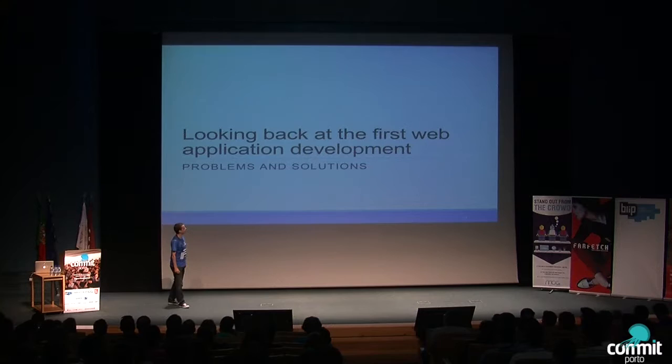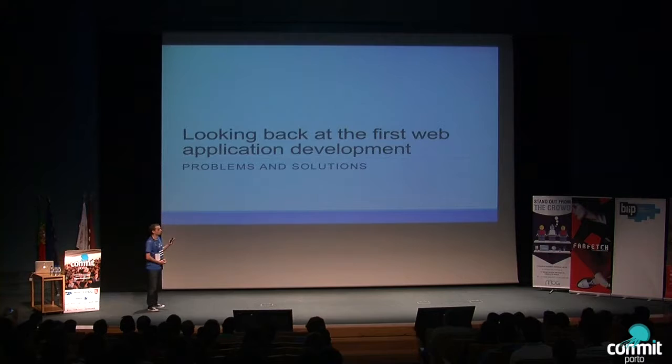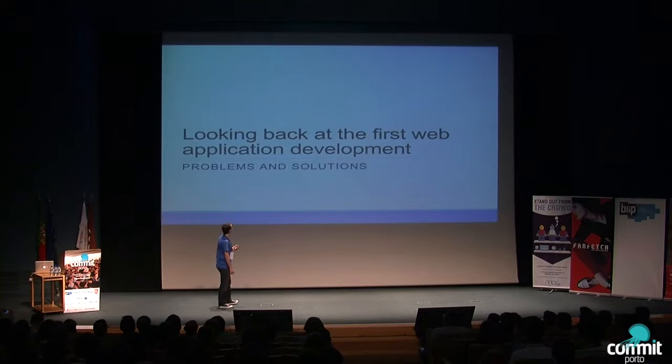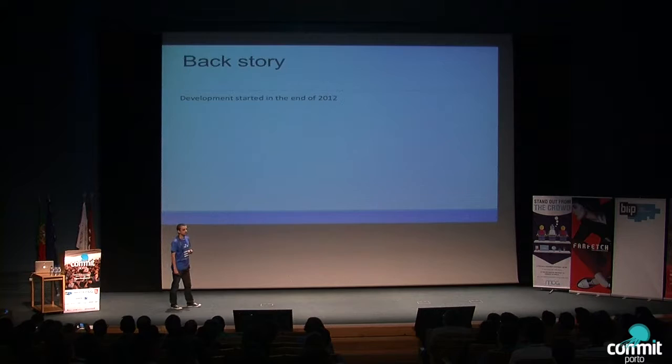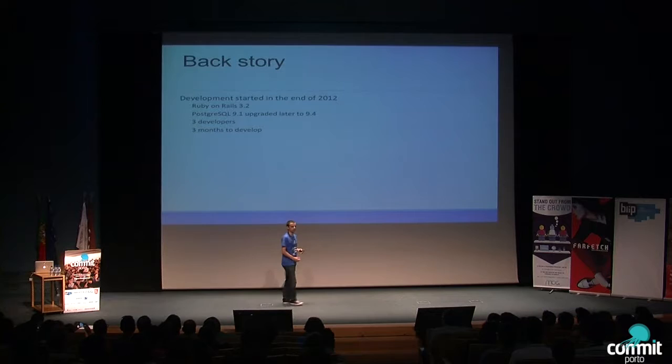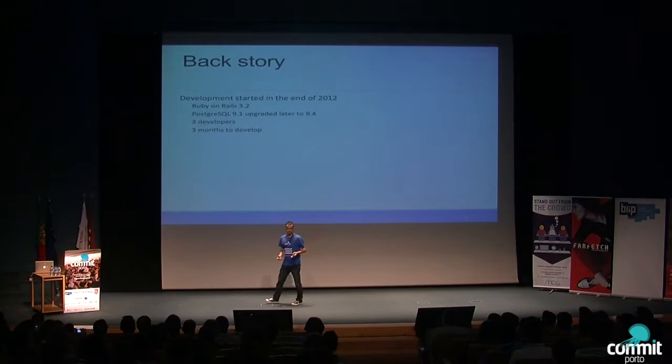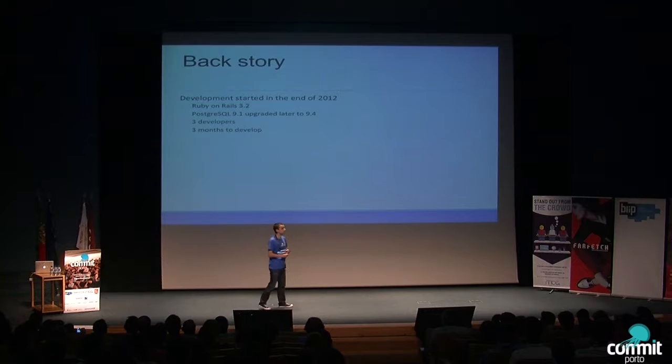After 3.5 years, we're going to look back at our first web application development, the problems we faced, and the solutions we found. But first, a little backstory. We started developing in September 2012, on Ruby on Rails 3.2. It was a stable version at the time. I know now we have Rails 5, but we didn't have any time to upgrade yet. We used PostgreSQL 9.1, and we later upgraded it to 9.4. We started with 3 developers, and we only had 3 months to develop this application.